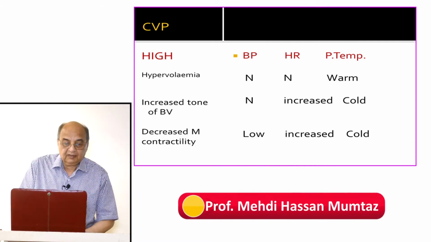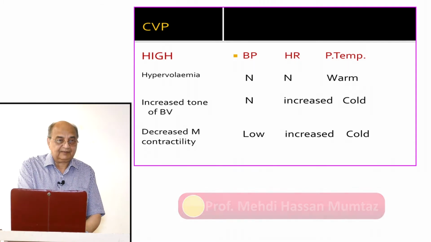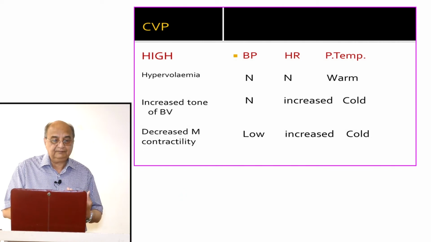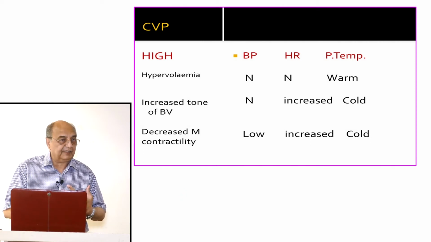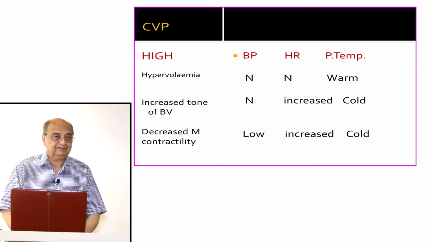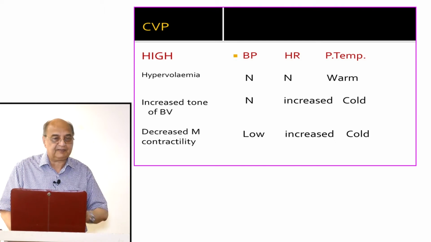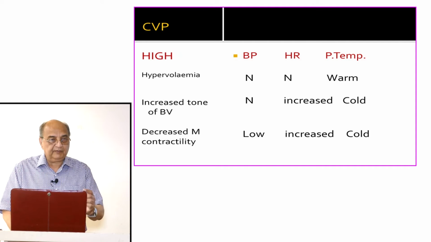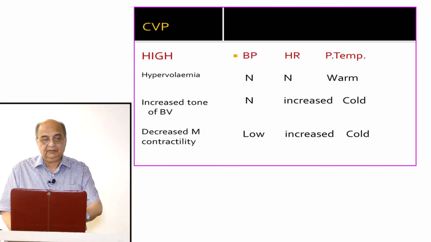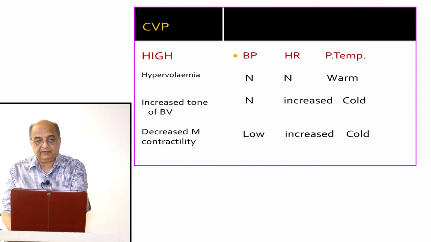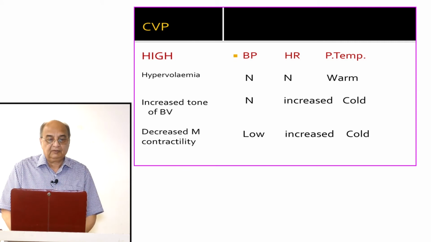If the CVP is high, there are three causes. Either it is hypervolemia, or there is increased tone of the blood vessels, or there is a decreased myocardial contractility. Those are the three physiological factors on which the central venous pressure depends. If it is hypervolemia, blood pressure might be normal, heart rate might be normal, but the periphery is warm. And gradually, the blood pressure shoots up, heart rate might go down or might go up, so that is hypervolemia.